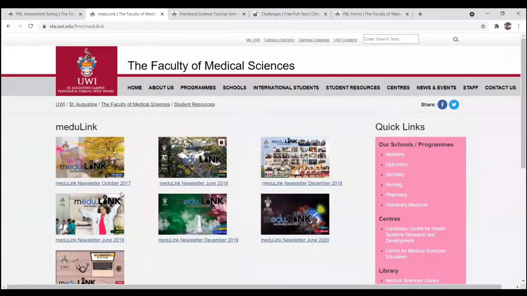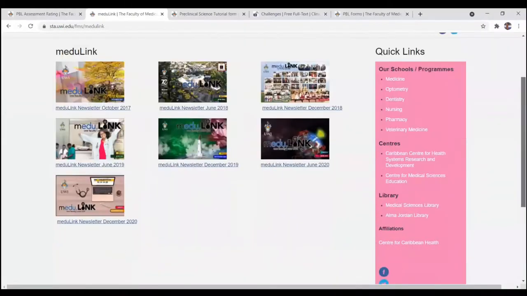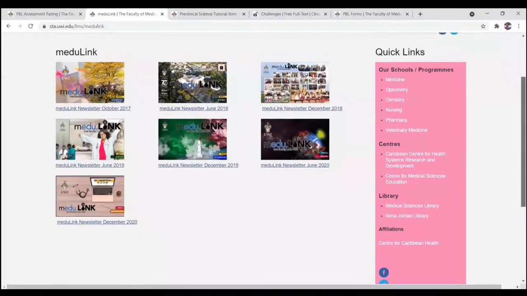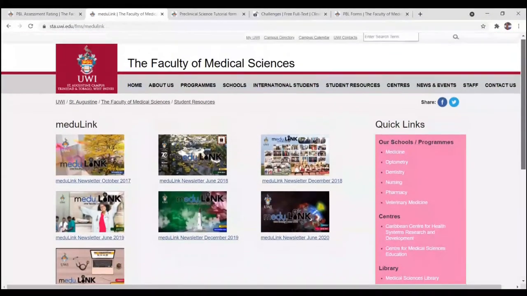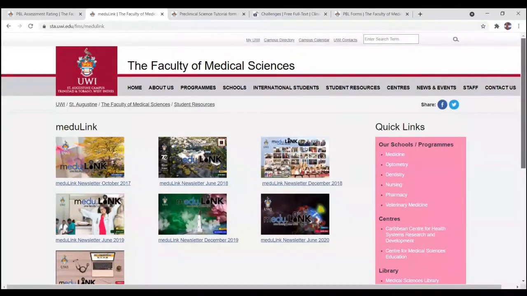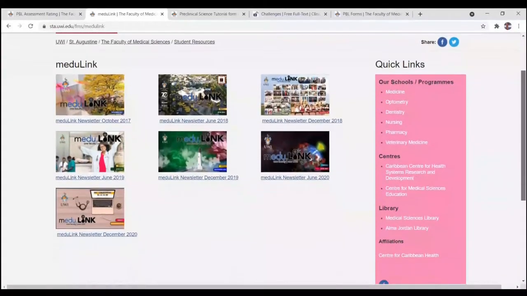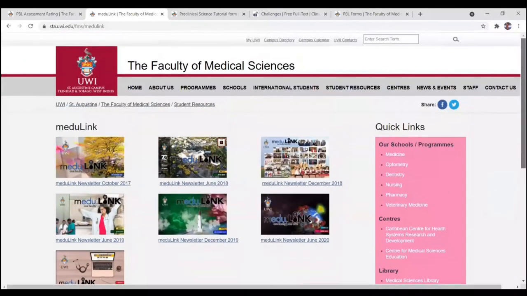So this is a cross-campus newsletter where if you feel like reporting any of the activities, you can go here and look into it, and you can also contribute to this MeduLink newsletter, which is shared across the campus. This is for your information. So with that, I end my presentation on the PBL assessment.